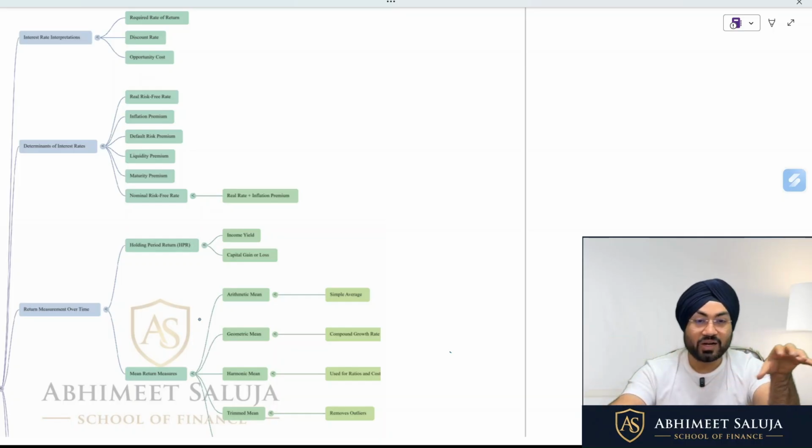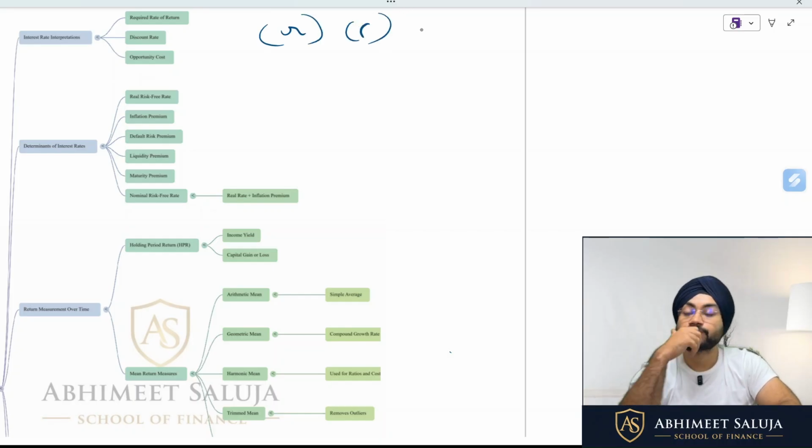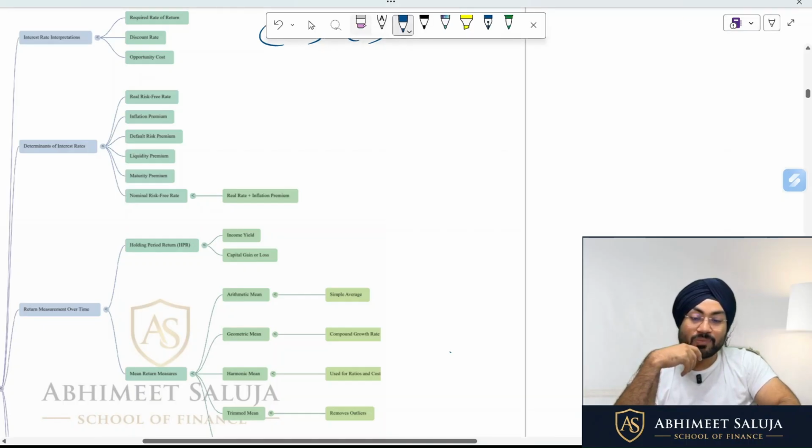And interest rate is generally denoted by small r, right? Small r in your CFA program. Small r notation is given to it. Okay, so let's just discuss what is required rate. Required rate can be viewed as a hurdle rate, right?